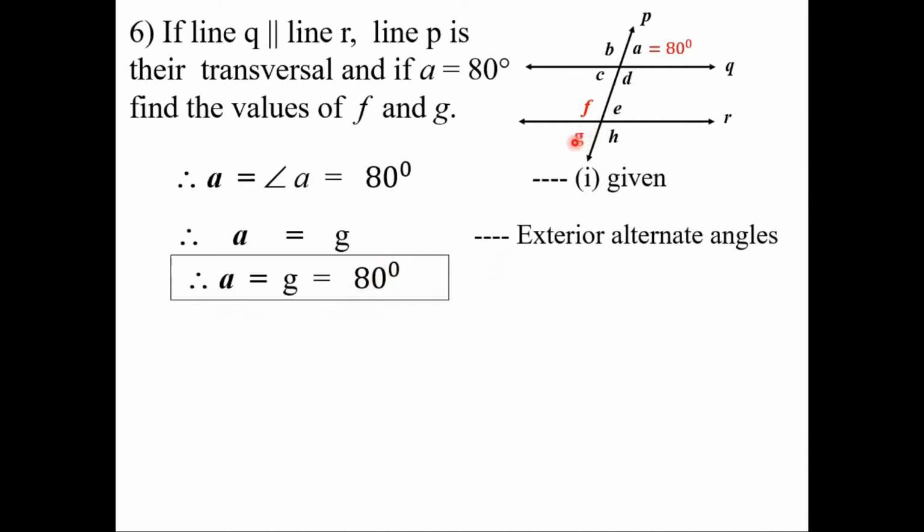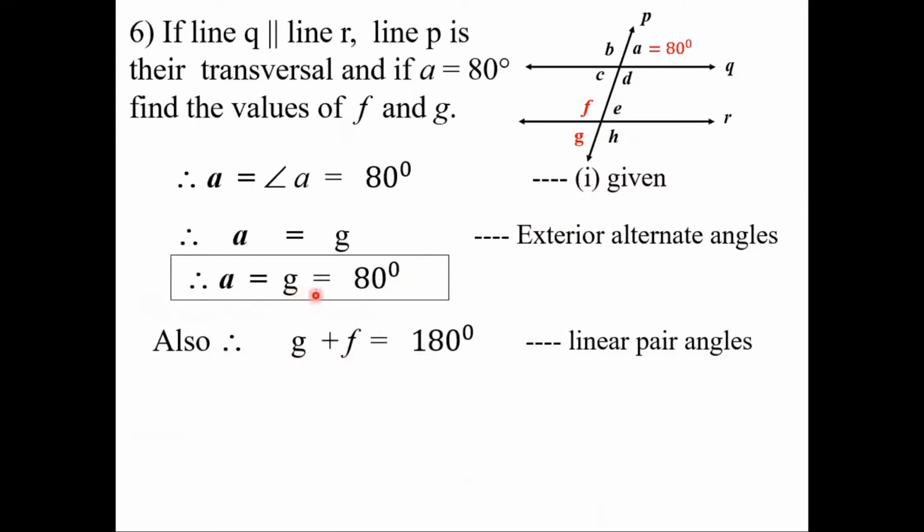Now if angle G is equal to 80 degrees, angle G and angle F form a linear pair. And we know that in a linear pair, the angle addition is 180 degrees. So we are using the second formula for calculation of F. Angle G plus angle F is equal to 180 degrees. Reason: linear pair of angles. So G plus F is equal to 180 degrees.